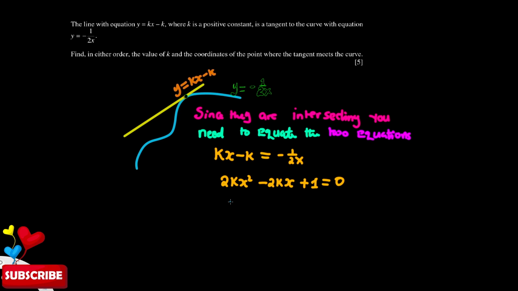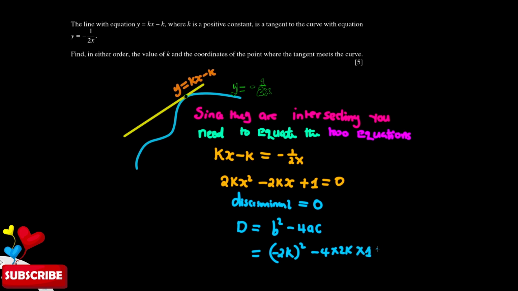And the discriminant, when you are talking of a tangent to a curve, is equal to 0. So we're going to say the discriminant equals 0 because this curve is going to touch the line at one specific point because it's a tangent. When you find the discriminant, a discriminant is calculated by the formula b squared minus 4ac. So substituting the values of b, a, and c into the formula, we're going to get this particular equation.